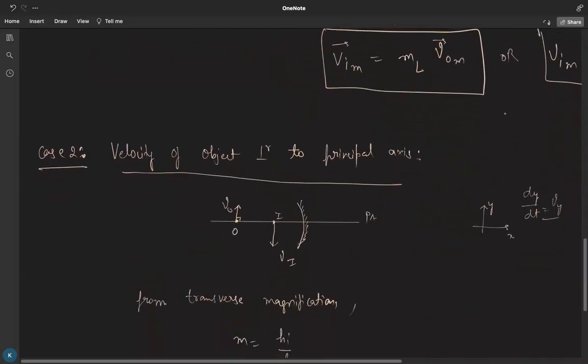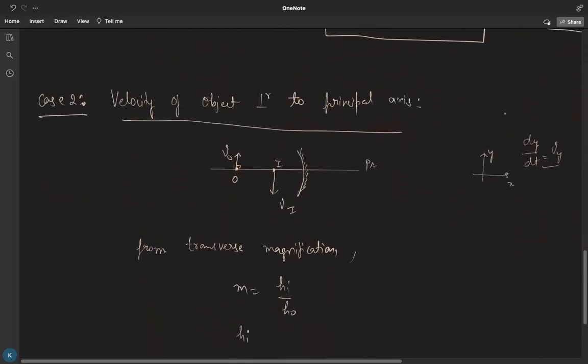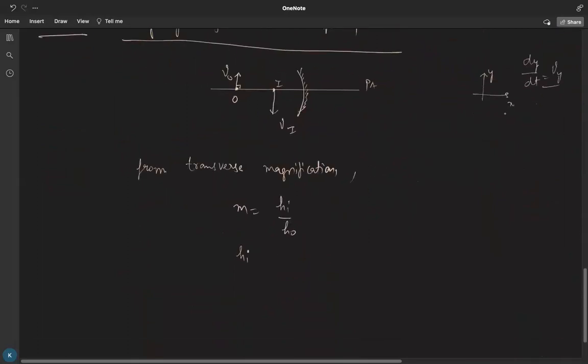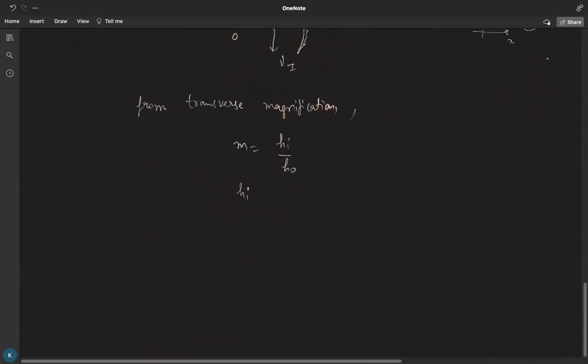Similarly, now our object is moving in the direction perpendicular to the principal axis. So we have to do something like dy by dt. And the only thing as a function of the y direction is its height. So that's why we have to start from the transverse magnification, right? I hope it will be clear to all of you. Okay, so let's start.